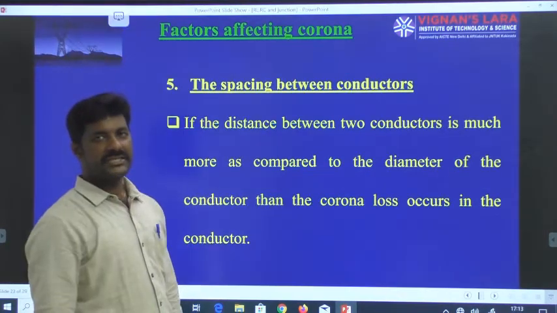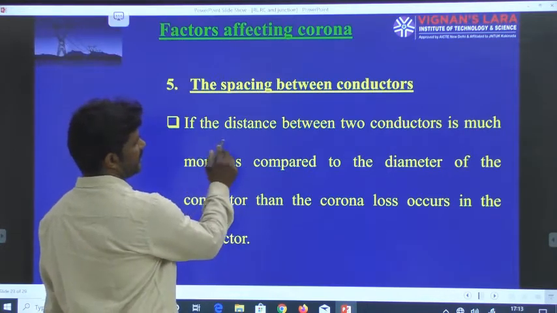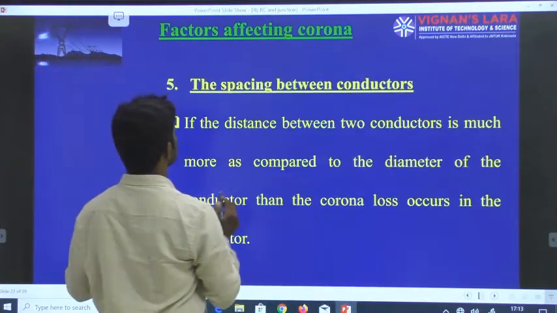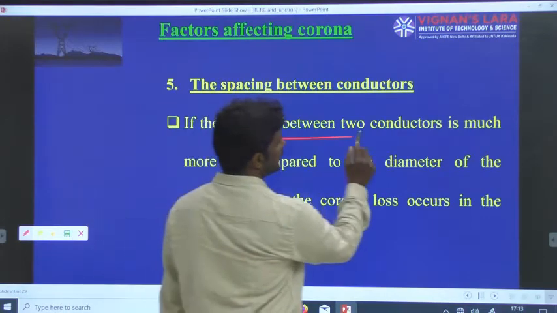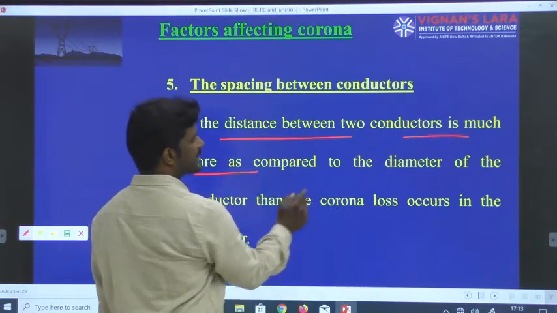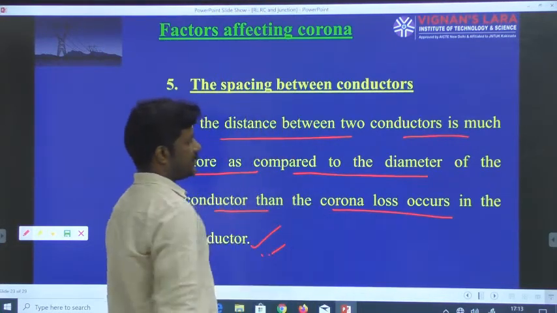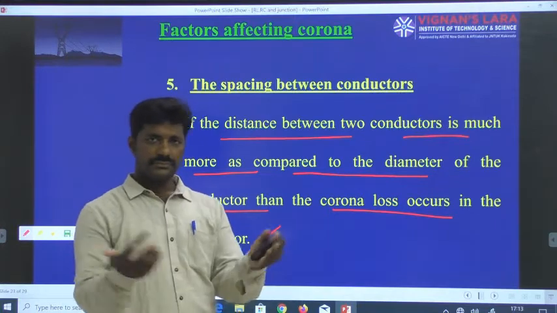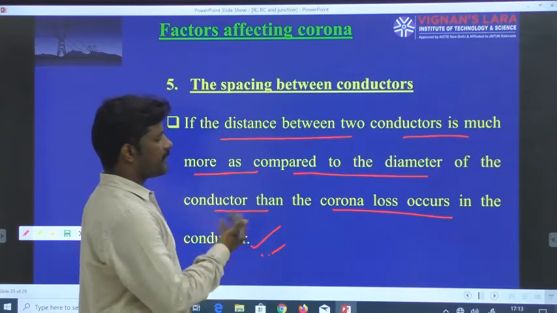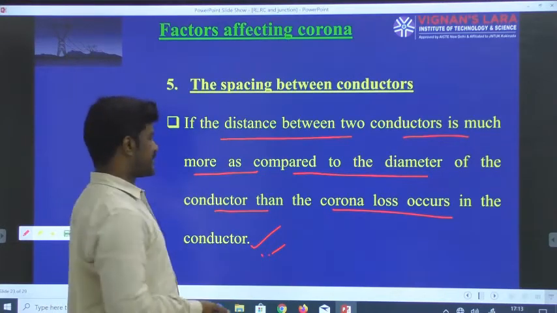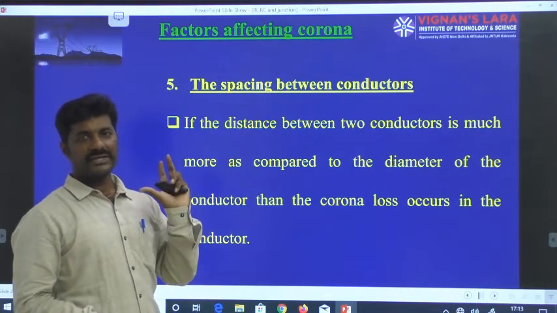The next one is the spacing between the conductors. If the distance between the two conductors is much more as compared to the diameter of the conductor, then the corona loss occurs in the conductor. In general, if the spacing is more, obviously the corona loss also increases.